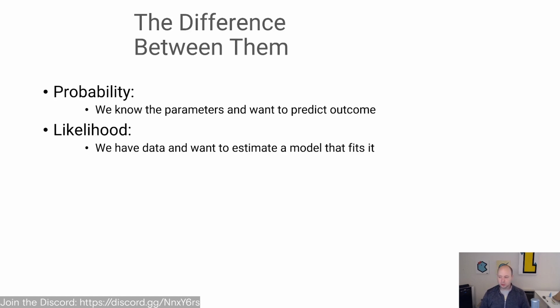So going back a little bit again, probability is, these are the parameters that we want to use to predict the outcome. So what's the likelihood of a coin being heads or tails? And then a likelihood is kind of the opposite. What is the likelihood that a given model describes the data that we have?